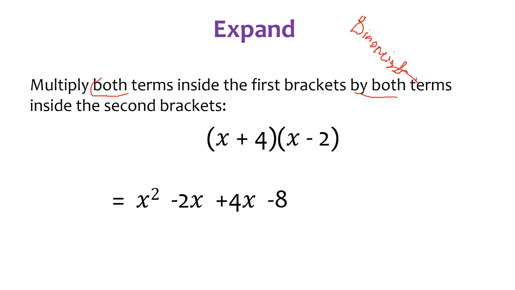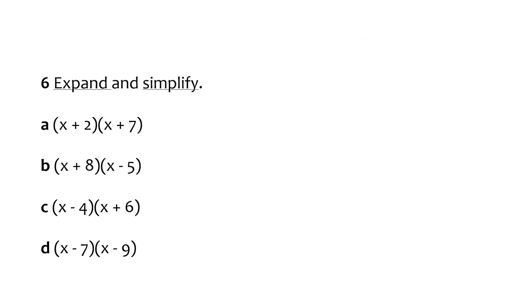We must just add or subtract the like terms. That is why we will have an x squared, and then 4x minus 2x is like 4 people minus 2 people. We are left with 2 people. So 4x minus 2x, we are left with 2x, and then minus 8. And you've expanded. Every time you are doing binomials, that's the way you multiply, or rather expand.